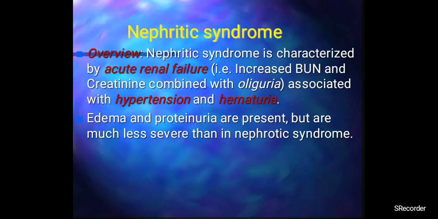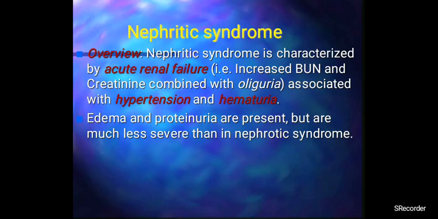In today's video, we shall be talking about nephritic syndrome. In our overview, we would see that nephritic syndrome is characterized by acute renal failure, that is increased blood urea nitrogen, that's BUN, and creatinine combined with oliguria, and this is associated with hypertension and hematuria. Here in nephritic syndrome, edema and proteinuria are present, but are much less severe as compared to nephrotic syndrome.